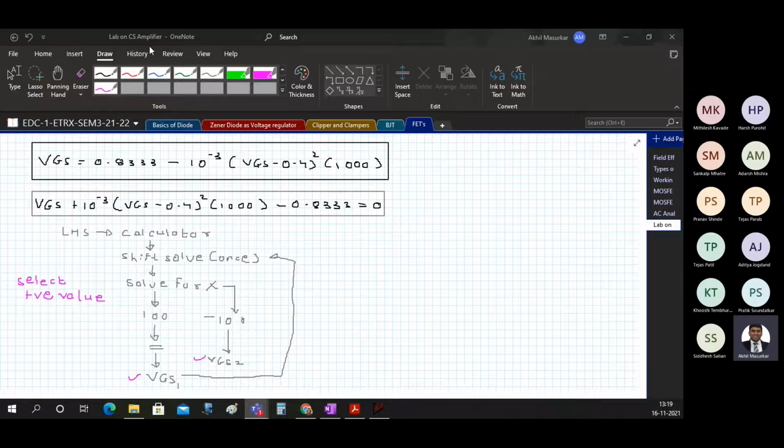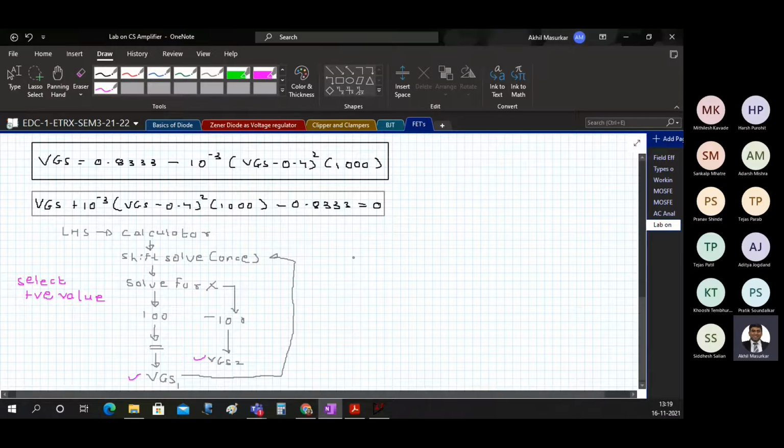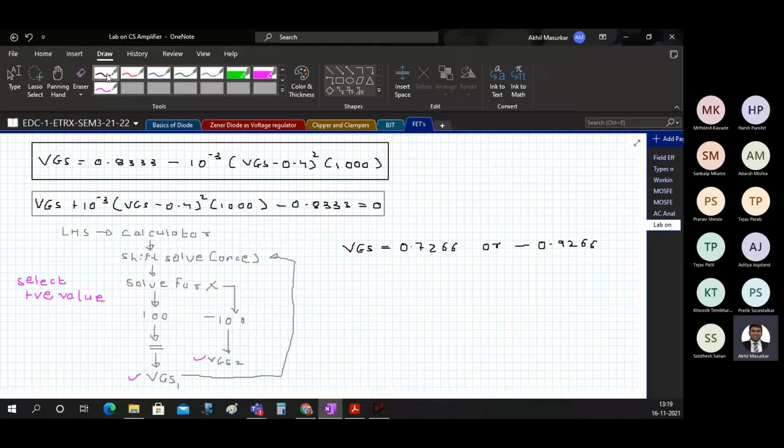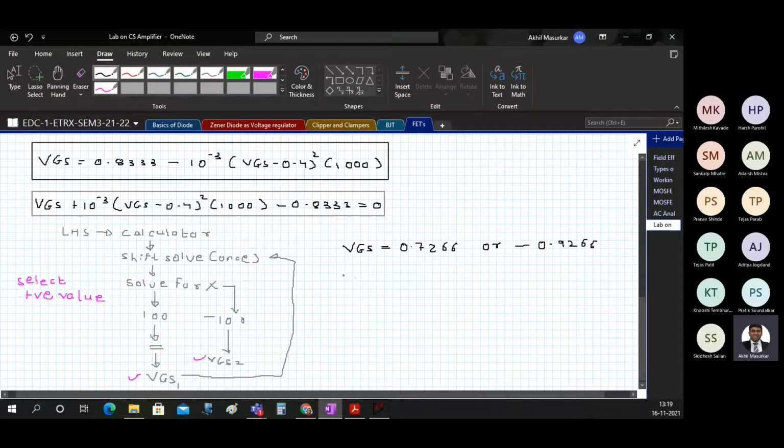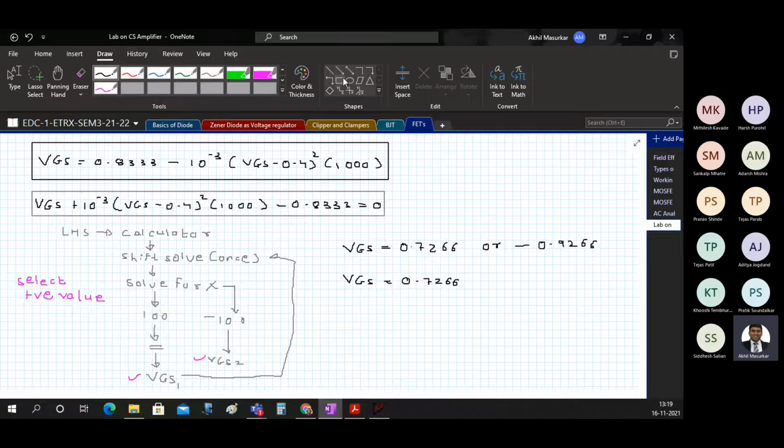So the values of VGS are 0.7266 or minus 0.9266. We cannot apply negative VGS to the MOSFET, so we'll always have to go for VGS equal to 0.7266.